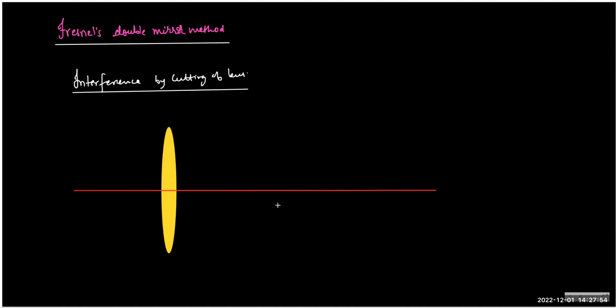So what we do is we cut the lens into two halves from here. Let's say cut from here. And then you shift slightly away from the axis. So I cannot cut and shift. What I'll do is I'll make a smart move.